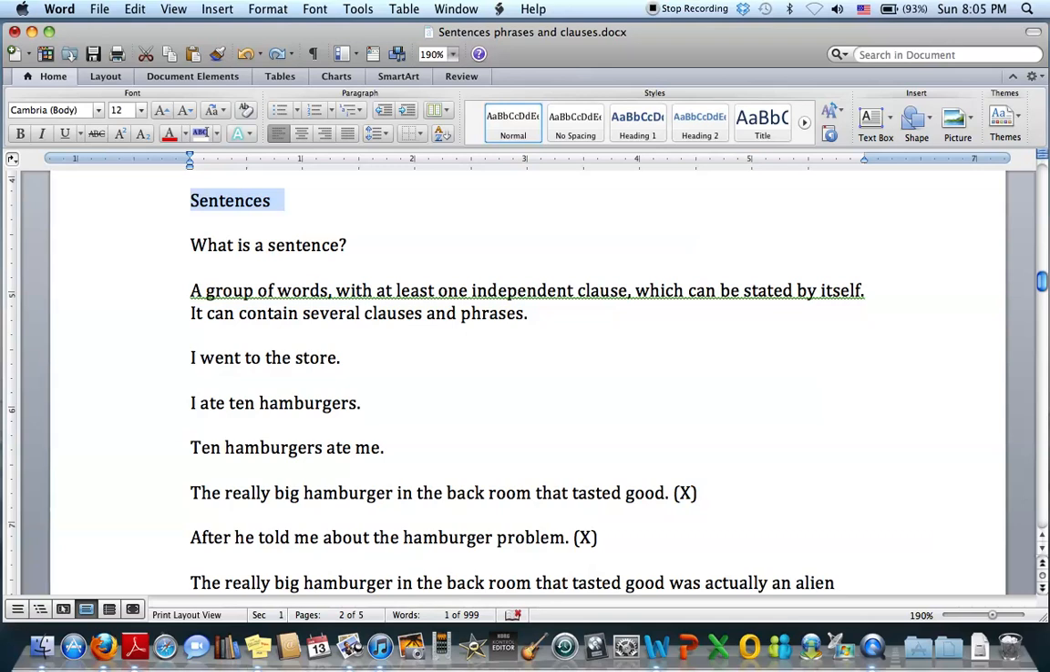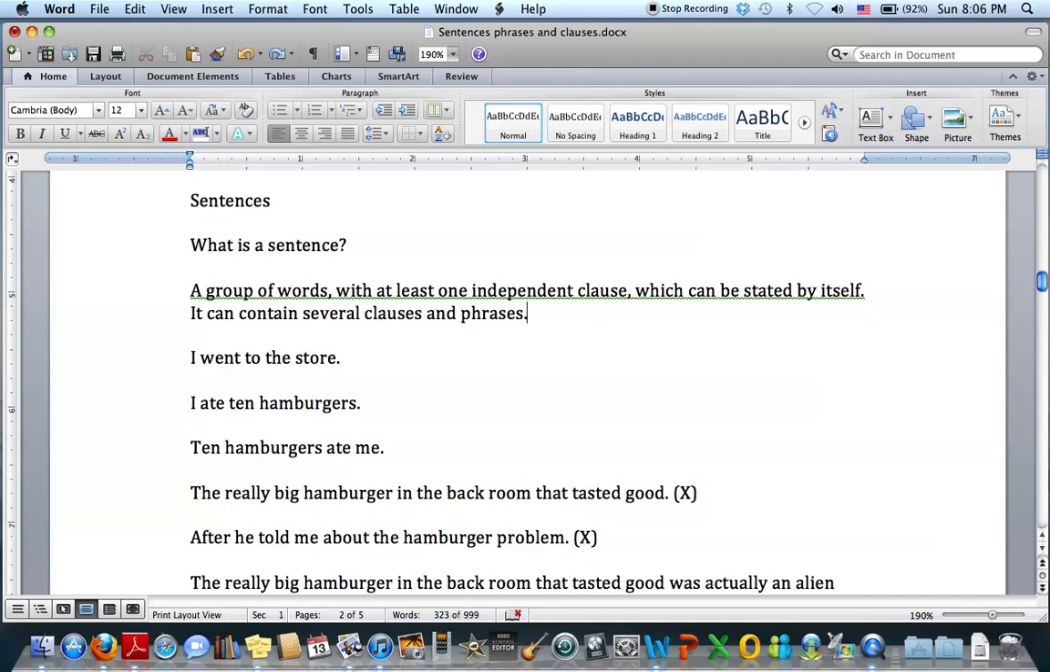So, let's define this pretty quickly. What is a sentence? All right, here's the deal. A sentence is a group of words with at least one independent clause, which can be stated by itself. It can contain several clauses and phrases. Let's break that down again. It's a group of words, all right, with at least one independent clause, right? Which can be stated by itself. It can contain several clauses and phrases. So basically, a sentence is one independent clause plus whatever else you want to put around it.